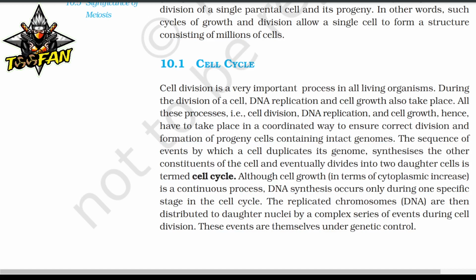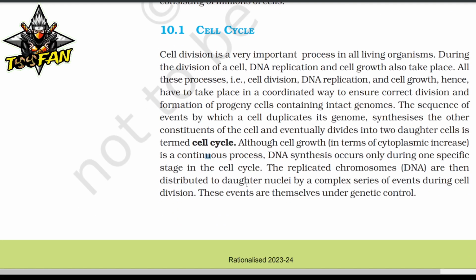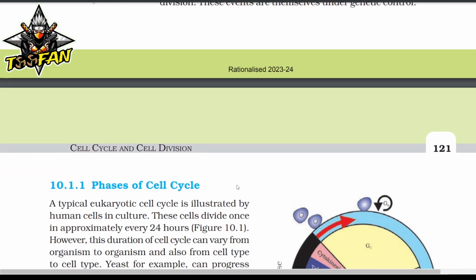Although cell growth in terms of cytoplasmic increase is a continuous process, DNA synthesis occurs only during one specific stage in the cell cycle. The replicated chromosomes (DNA) are then distributed to daughter nuclei by a complex series of events during cell division. These events are themselves under genetic control.